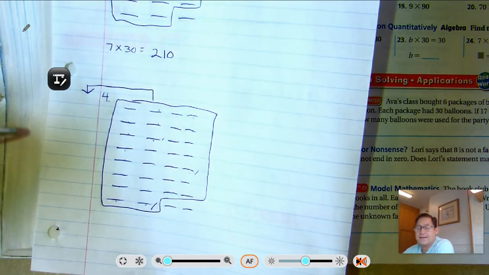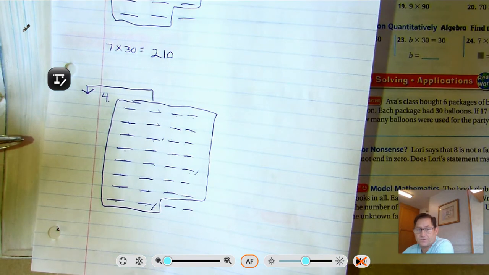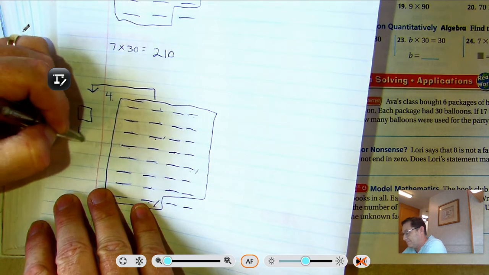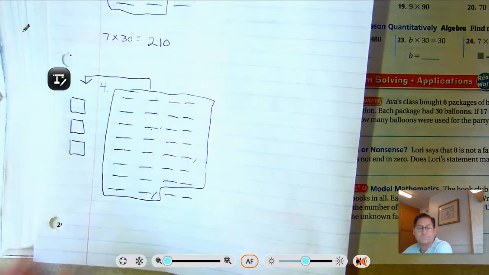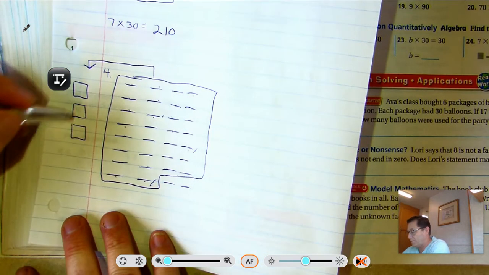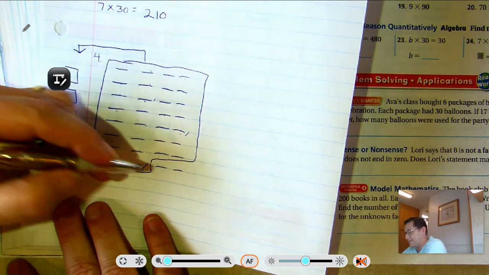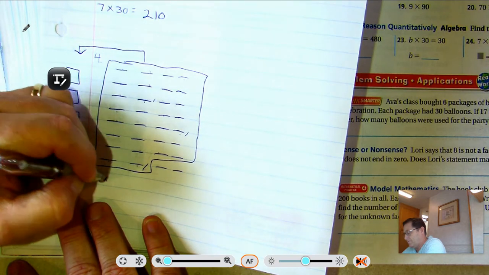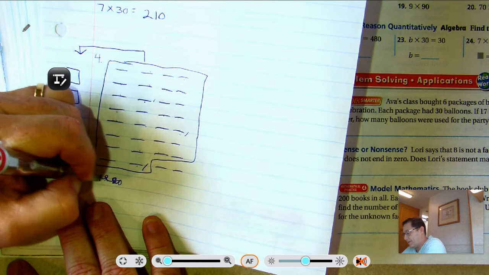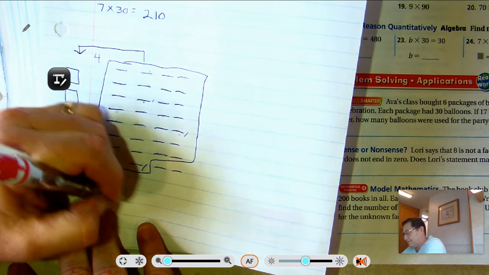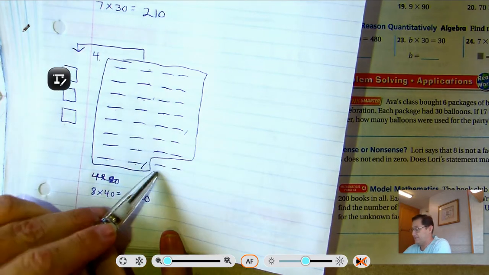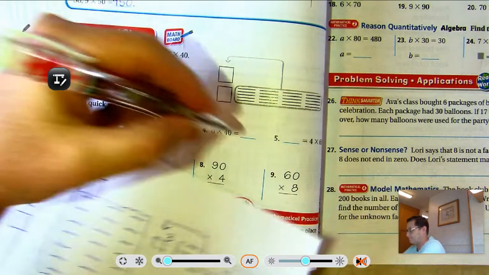So we're going to trade each set, the 30 10s, for 300. A set of 10 10s is 100. So we have 1, 2, 300, 10, 20. So 8 times 40 equals 320. 1, 2, 3, 10, 20. 320.